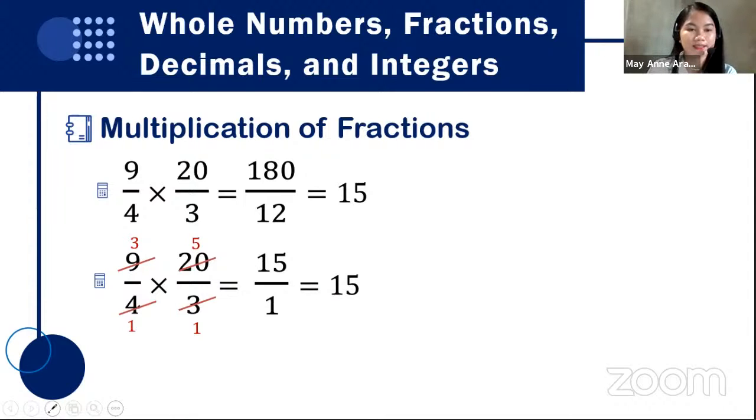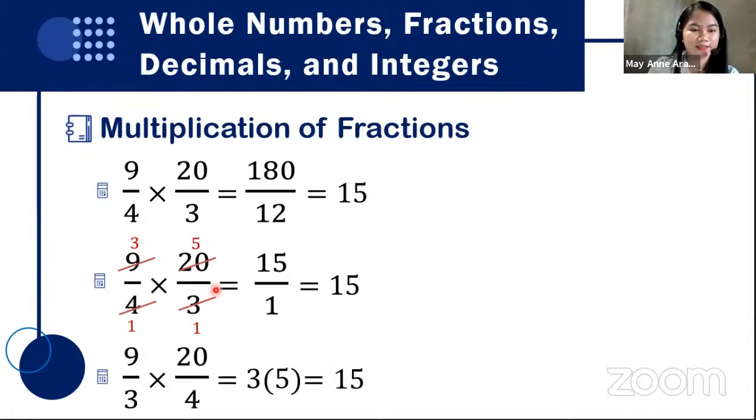Another way of doing this: if you see that 9 is divisible by 3, since we just multiply the numerator by the numerator and the denominator by the denominator, you can exchange the position of the denominators like this. Just change the position of 3 and 4 here. So you have 9 divided by 3 is 3, and 20 divided by 4 is 5. So 3 times 5, 15. So we arrive at the same answer.